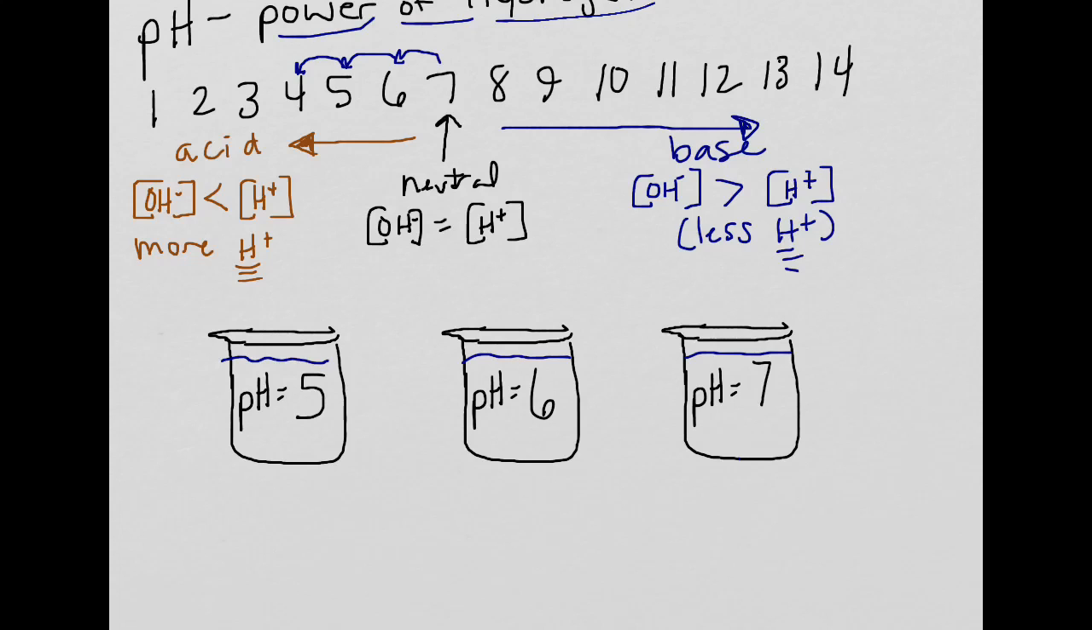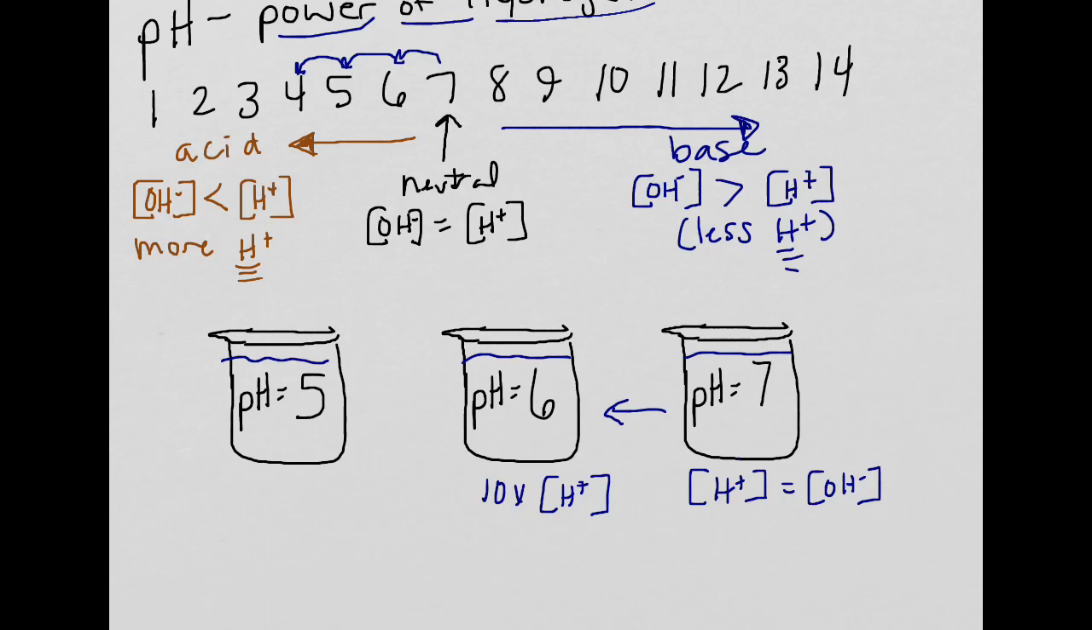With a pH of 7, we would say that the concentration of hydrogen ions is equal to the concentration of OH, hydroxide ions. They're equal, and so we have neutral pH. If we jump to a 6, that's a 10-fold increase. Again, it's times 10 for every jump, a 10-fold increase in hydrogen ions. So now we are at 10 times the concentration of hydrogen ions.